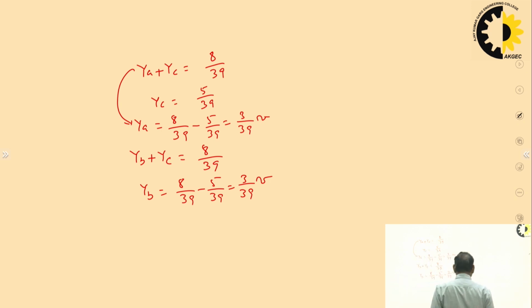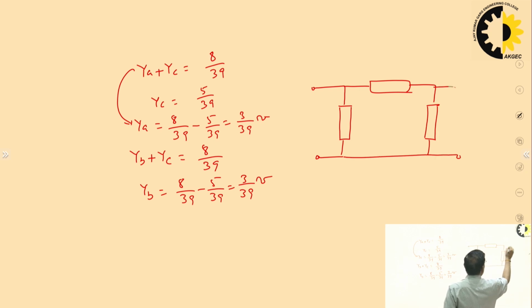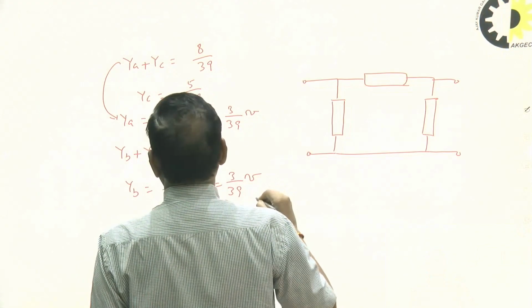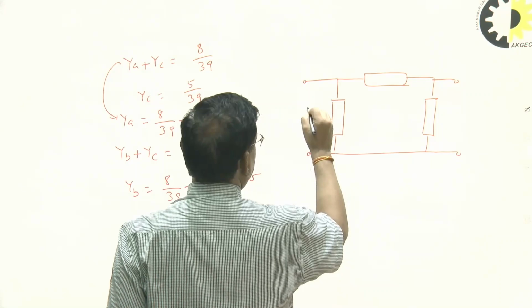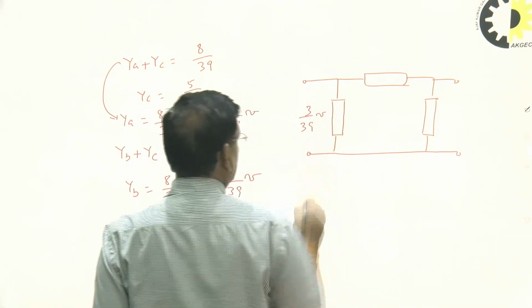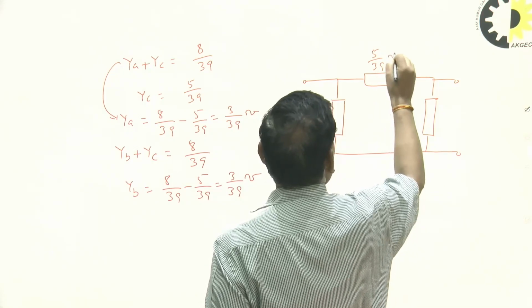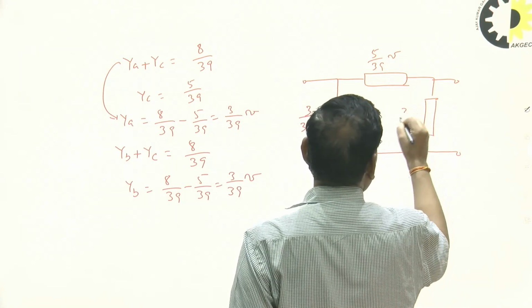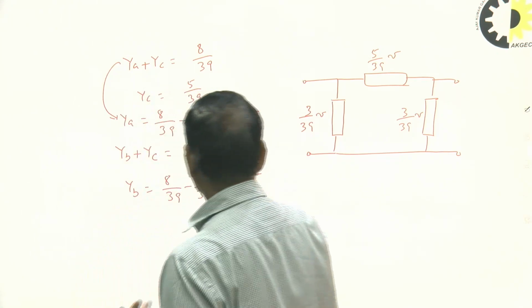So from the given network we can construct the pi network in this way. So this is your Ya. So Ya is 3 by 39 mho, Yc is 5 by 39, and Yb is 3 by 39. So from the given T network we can construct the pi network.